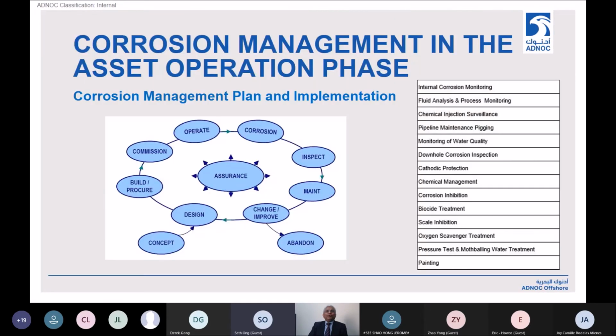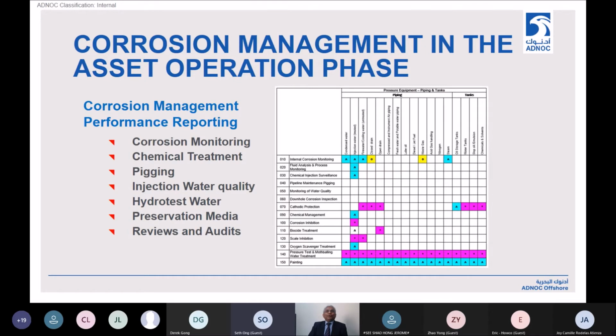Corrosion management in the operations phase, as I mentioned earlier, covers all these aspects: internal corrosion monitoring, fluid analysis, chemical injection surveillance, pipeline maintenance, pigging, a very important aspect in managing subsea pipelines or most of the crude, gas, water transportation pipelines, especially. Monitoring of water quality, downhole corrosion inspection. Going on to chemical management: inhibition, biocide treatments, and scale inhibition. All of these have very important roles to play in oil and gas corrosion management during the operations phase. We have different ways of presenting data.